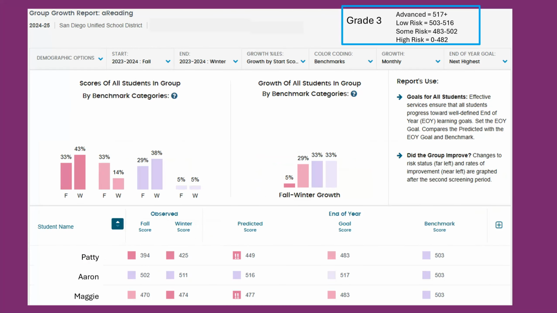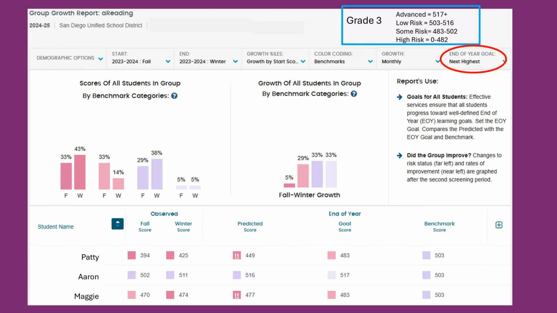With that context, let's dive into the Group Growth Report. If you're following along with me, you'll notice more colorful bars instead of pink and purple due to my selected filters. First, based on the previous slide, I went to the Growth Percentiles filter and chose growth by START score. Next, I used the color coding filter to select benchmarks, as we monitor progress based on benchmarks rather than norms.